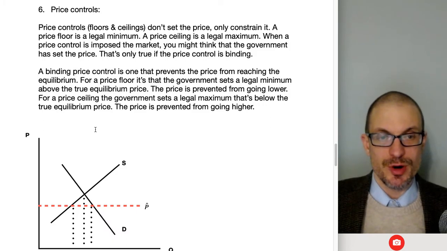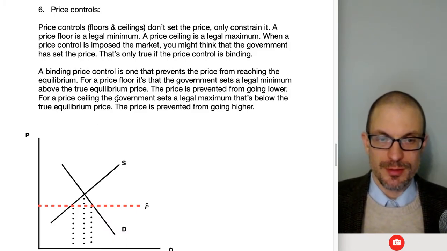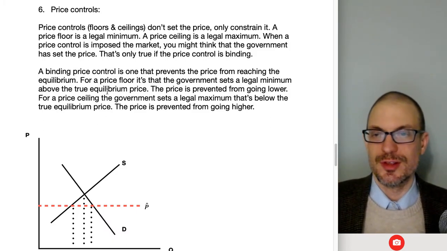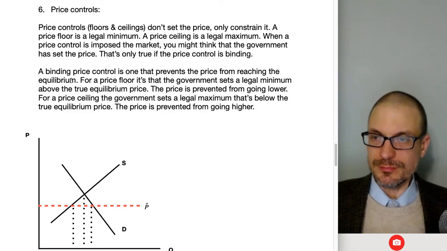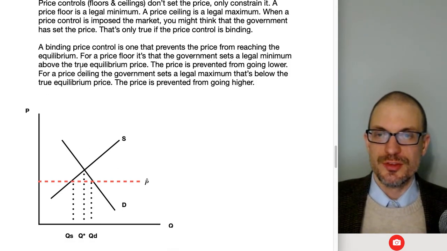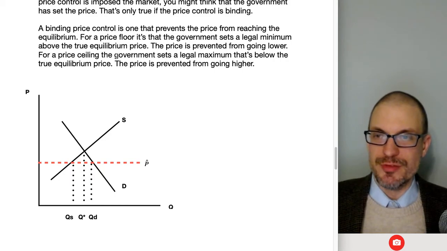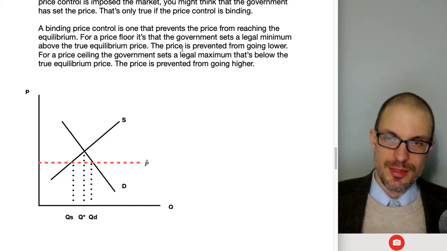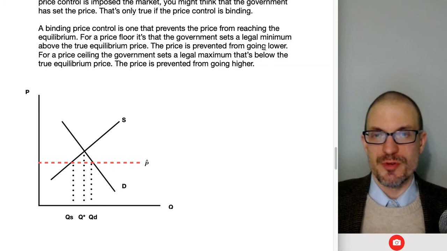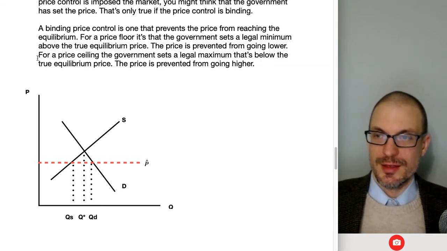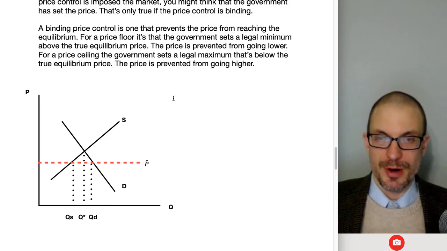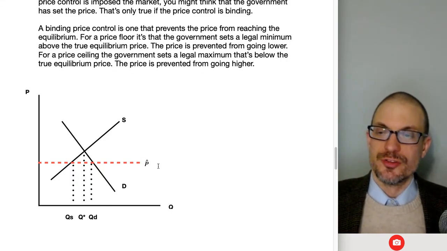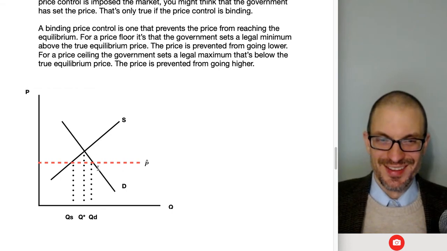It stops at wherever the floor or price control is, in the case that it's binding. So for instance, for a price floor, the government sets a legal minimum above the true price, and then the price is prevented from going lower. For a price ceiling, the government sets a legal maximum that's below the true price, and then the price is prevented from going higher. So what I've drawn right here, right?